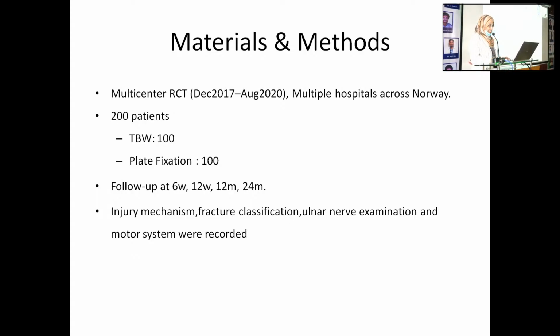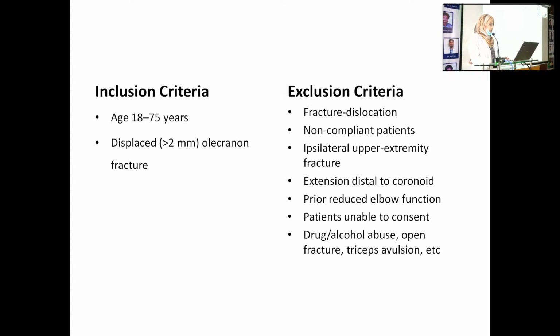Multi-center randomized control trial conducted between December 2017 and August. Inclusion criteria: age 18 to 75 years and displacement more than 2 mm of olecranon fracture. Exclusion criteria include fracture dislocation, non-compliant patients, ipsilateral upper extremity fractures, extension distal to coronoid, and prior reduced elbow function, patients unable to consent, drug or alcohol abuse, open fractures, and triceps avulsion excluded.